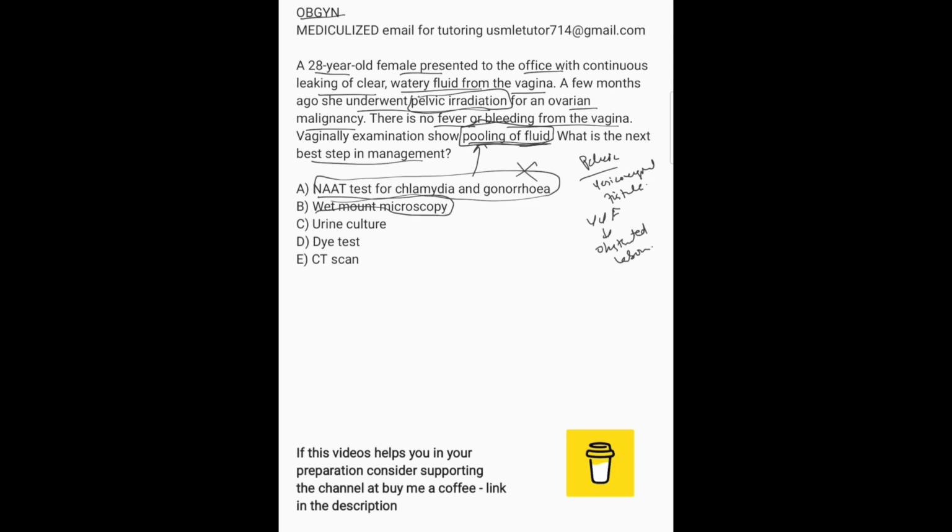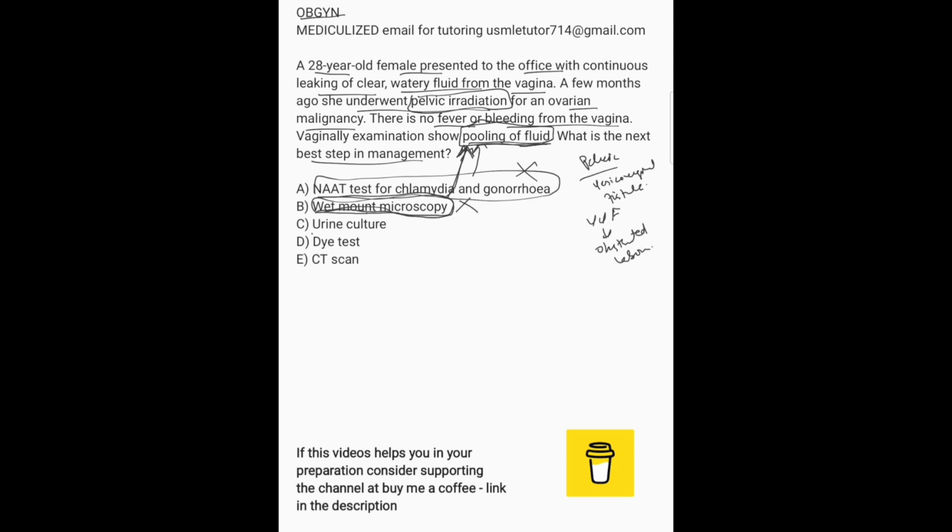Then wet mount microscopy is for bacterial vaginosis, and here you do get a watery discharge, but it's not going to be this much. It's not going to say that there is pooling. There will be no pooling here. So this is the wrong answer. They can also say odor discharge. It has a foul odor, but remember, the vesicovaginal fistula can also have foul smelling fluid, because it is urine. And so remember, with wet mount microscopy, you will never see this pooling of fluid.